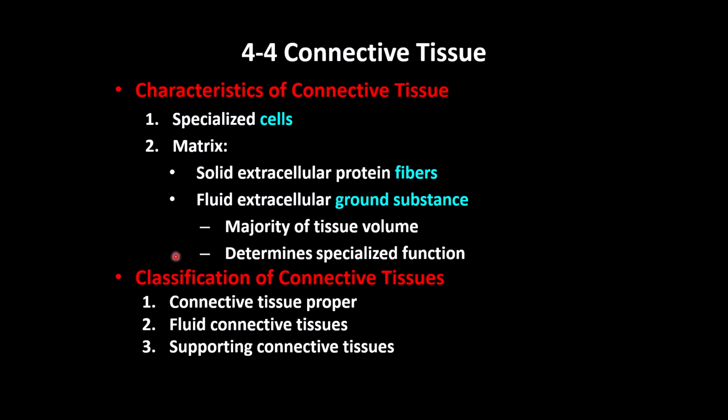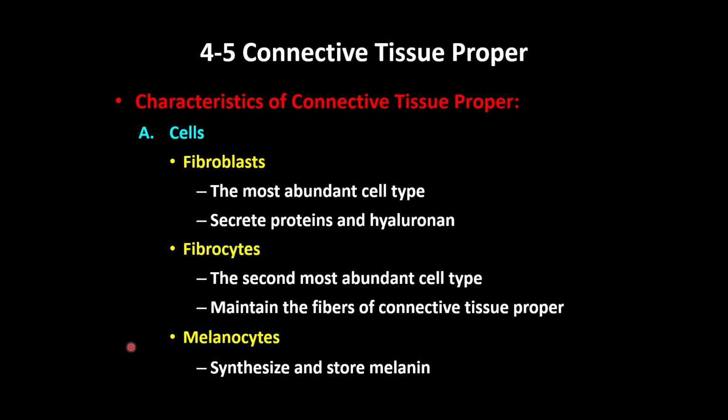The basic classification of connective tissue is, first, the connective tissue proper. The second one is called fluid connective tissue, which is like blood. And the third one is supporting connective tissue, which is like bones or cartilages. So now we'll talk about each one separately.